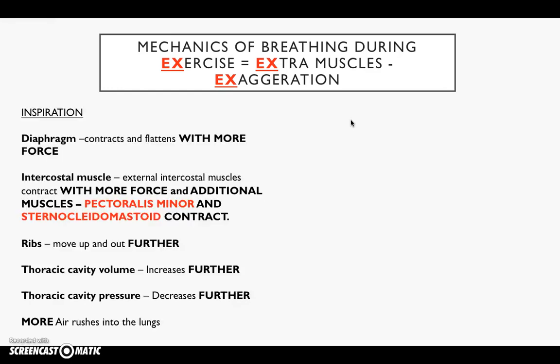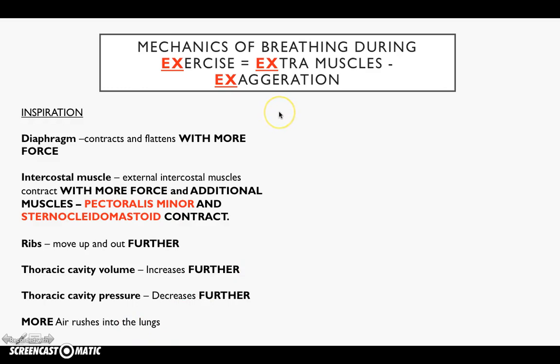So first of all, inspiration during exercise, exaggeration. The diaphragm contracts and flattens with more force. The external intercostal muscles contract with more force. Ribs move up and out further. Thoracic cavity volume increases further. Thoracic cavity pressure decreases further. More air rushes into the lungs.